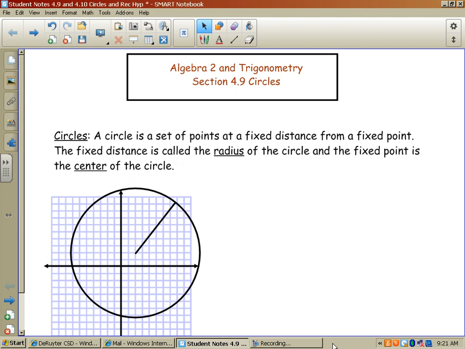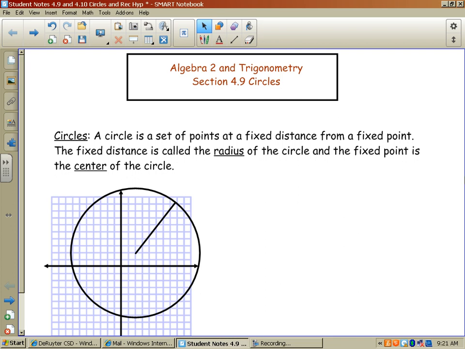So we have two sections to cover. The first is 4.9 on circles, and the other one's 4.10 on inverse variation. Circles are really a review from geometry class. We know that a circle is a set of points at a fixed distance from a fixed point.